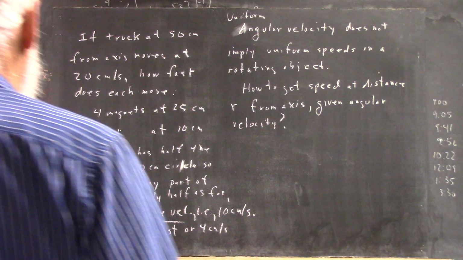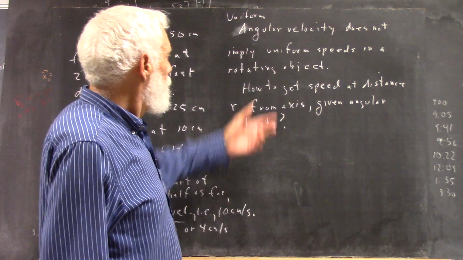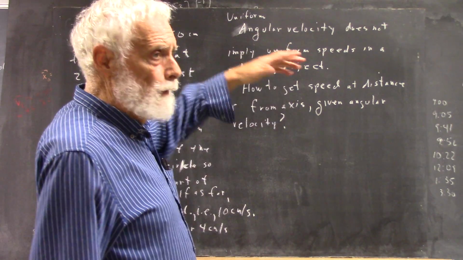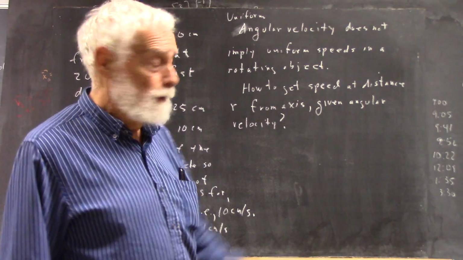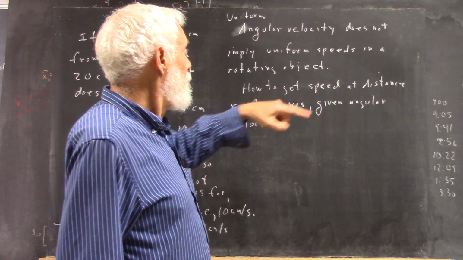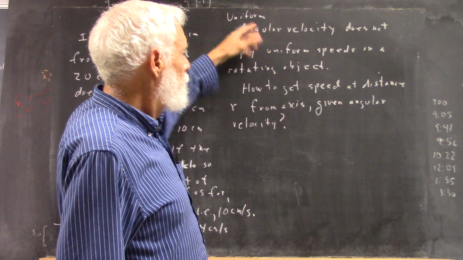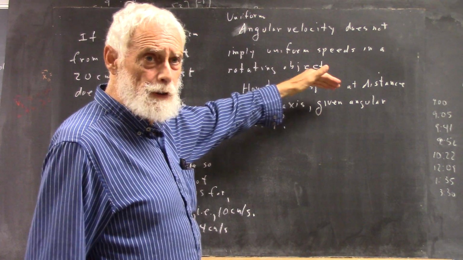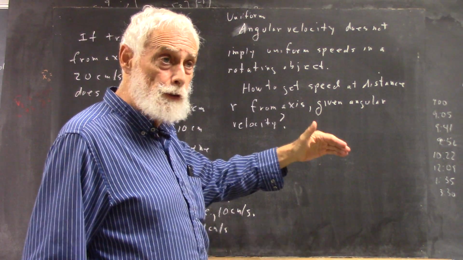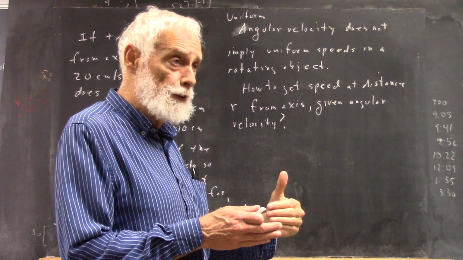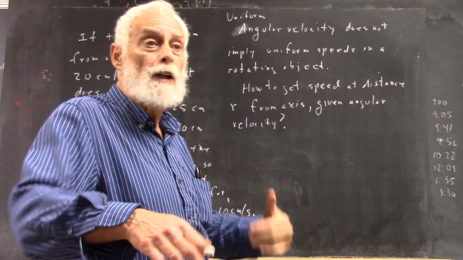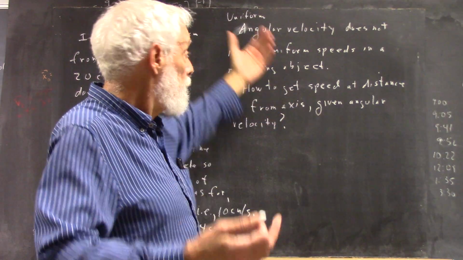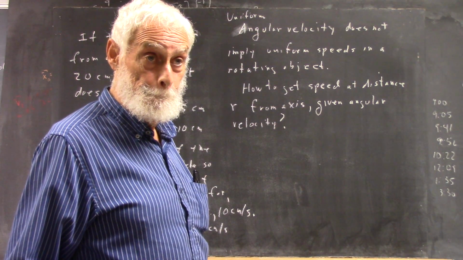Okay, so if we have a uniform angular velocity or even some given angular velocity, for any rotating object, you don't have uniform speeds of those objects. Objects that are closer to the axis are not moving as fast as objects that are far from the axis at any given angular velocity, right?